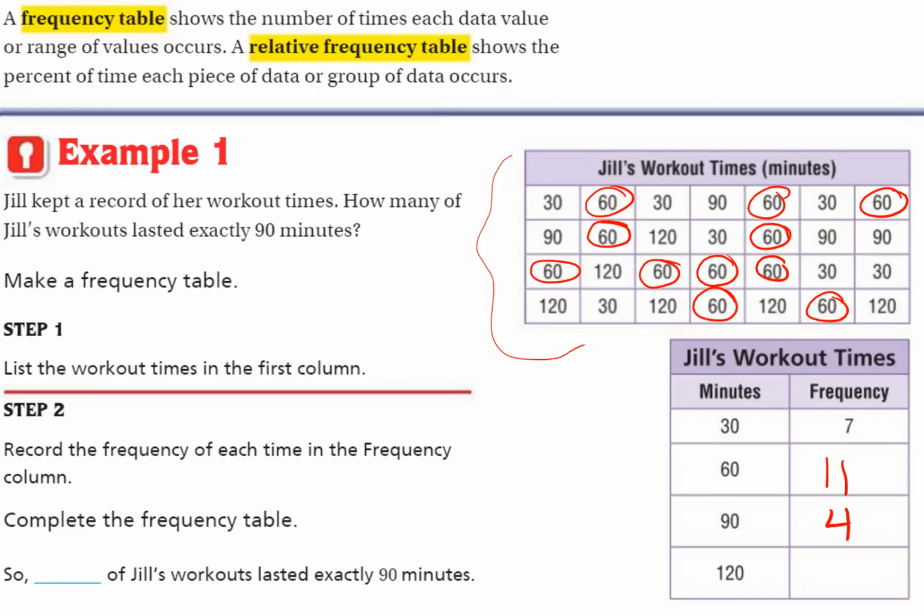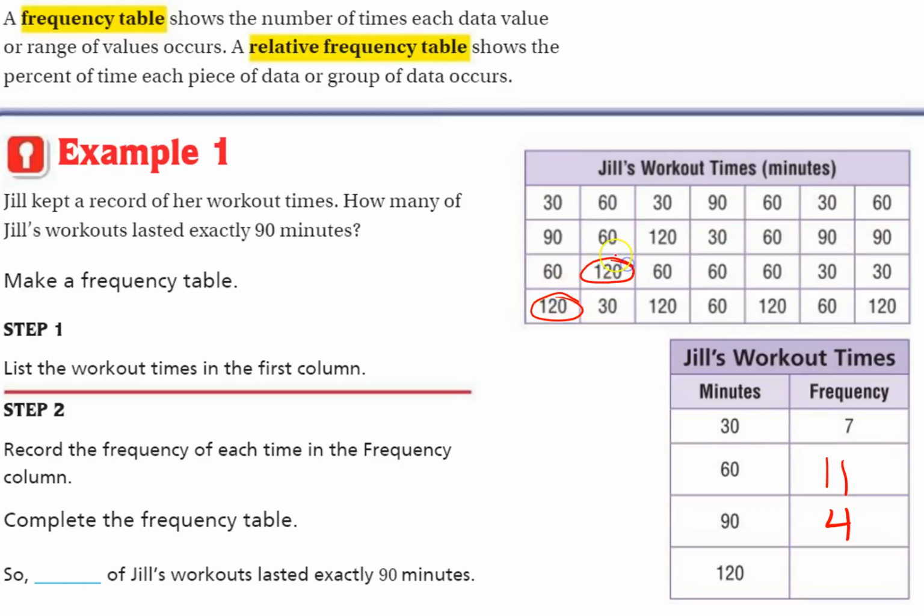And then how many times did she do a 120 minute workout? So a 2 hour workout. Well, let's see, there's 120. 1, 2, 3, 4, 5. So blank of Jill's workouts lasted exactly 90 minutes. Well, 4 of them. 4 of Jill's workouts.